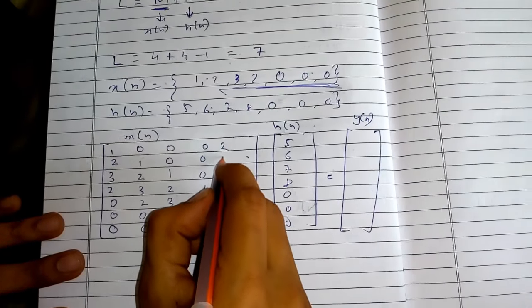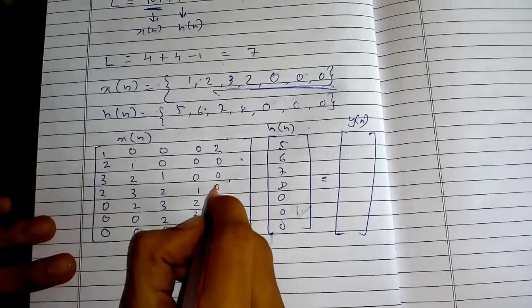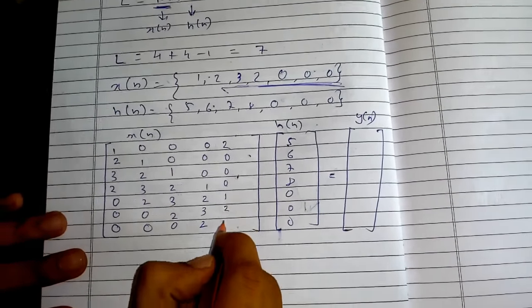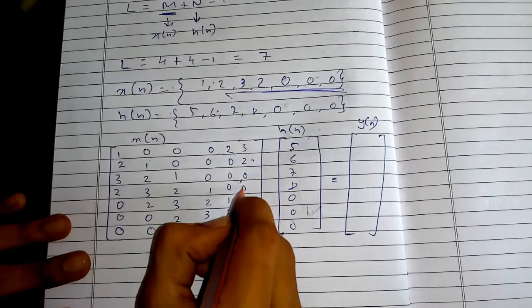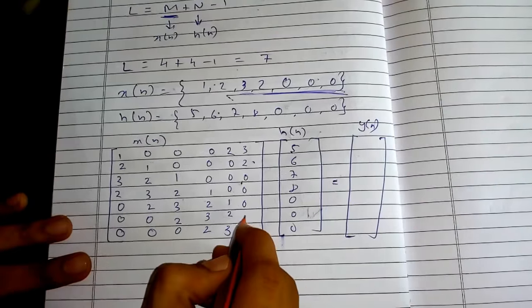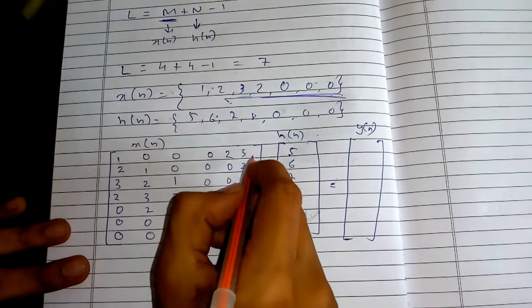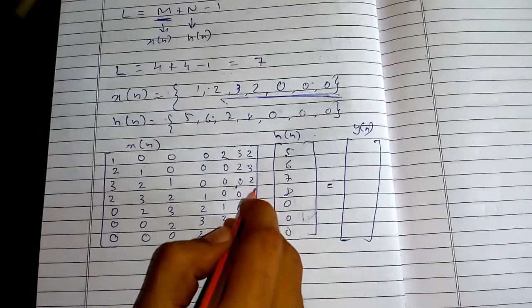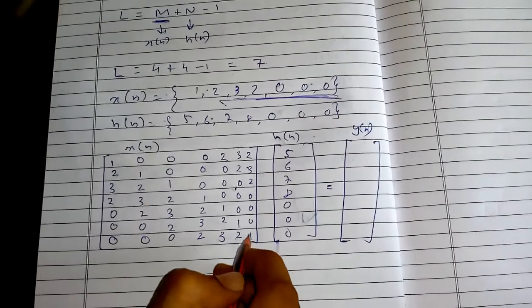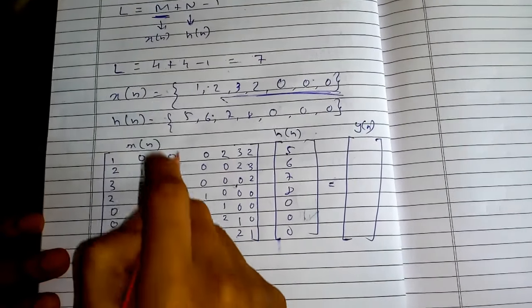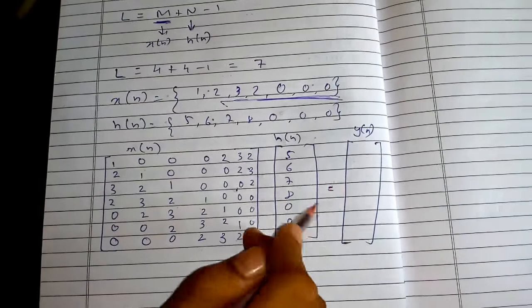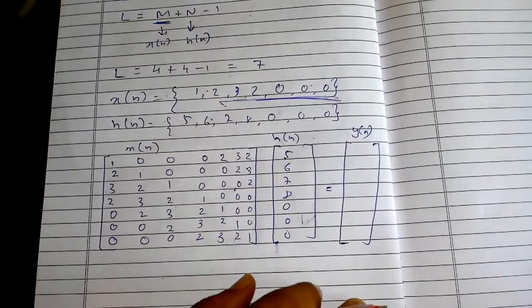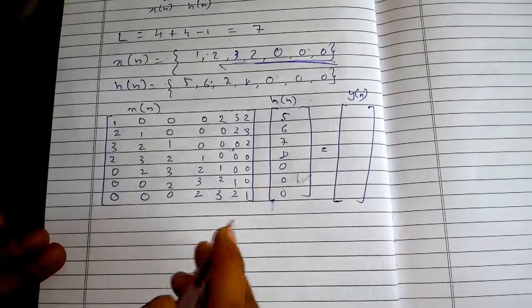Then you'll have 2, 0, 0, 0, 1, 2, 3, then again 3, 2, 0, 0, 0, 1, 2, and then again 2, 3, 2, 0, 0, 0, 1. Now 7 columns are done. 1, 2, 3, 4, 5, 6 and 7 columns. 7 columns multiplied by 7 rows will give me y of n, which will be 7 rows long.